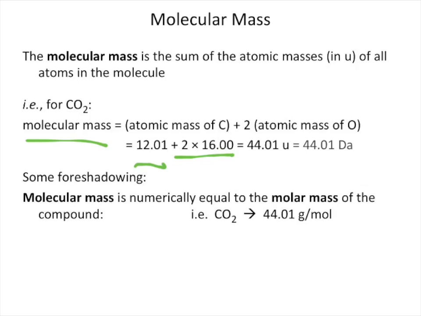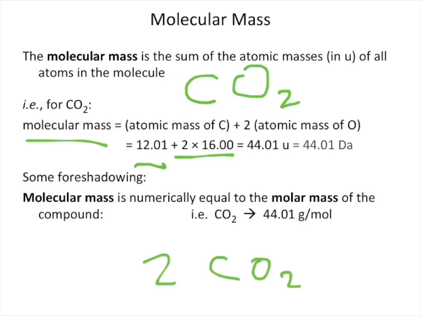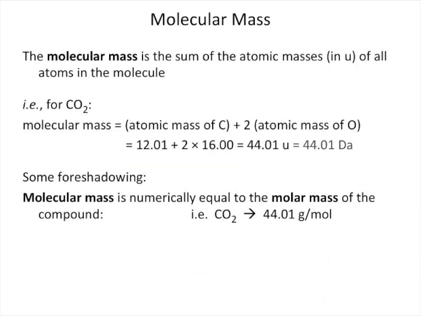Something that I kind of left assumed, which is probably not fair of me to do, is when we write CO2, subscript 2, it means that there's 1 carbon and 2 oxygen atoms. This is different than if we were to write 2 CO2, which would mean that you have 2 complete carbon dioxide molecules. Okay, so some foreshadowing: the molecular mass is numerically equal to the molar mass of the compound.